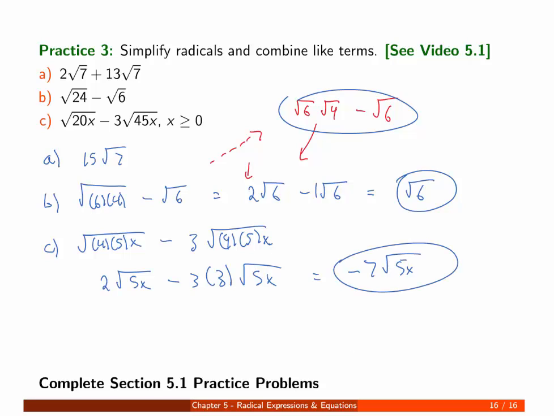Okay, so this last question is a bit tricky. This 3 came from there. 3 times 3 is 9. 2 minus 9 is negative 7.